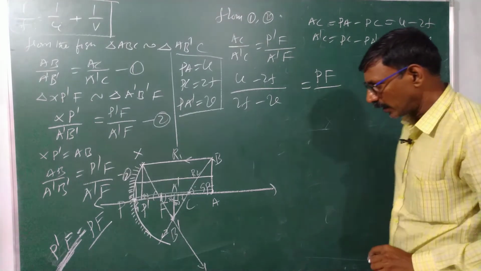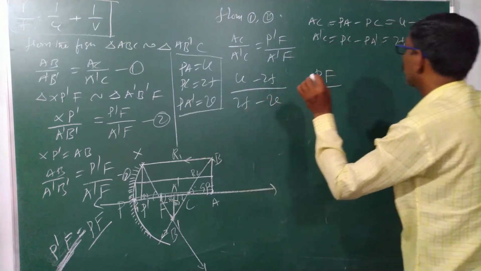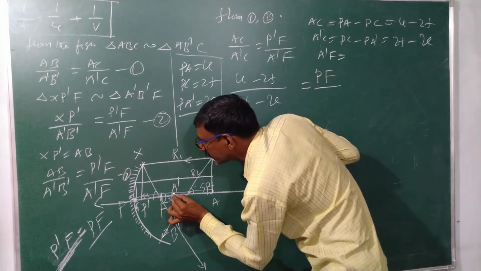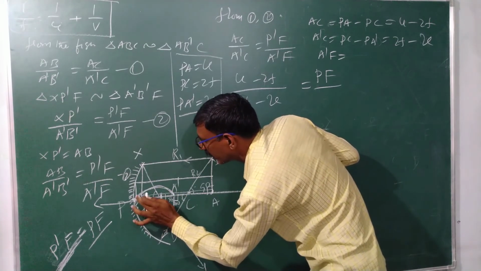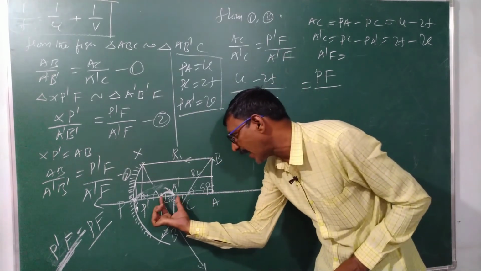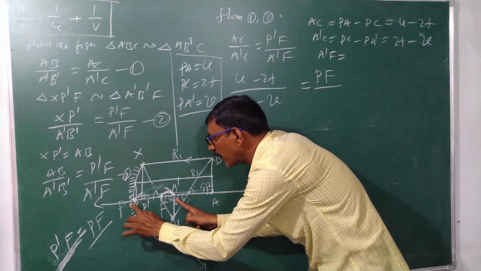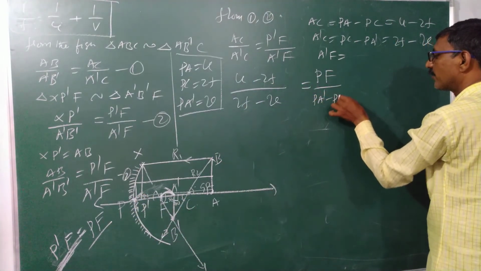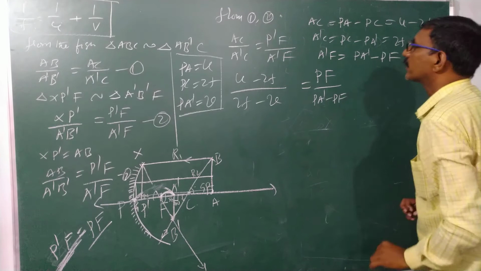Now we are coming to A dash F. This is my A dash F. I would like to write it down here. A dash F is PA dash minus PF. PA dash minus PF is nothing but A dash F.